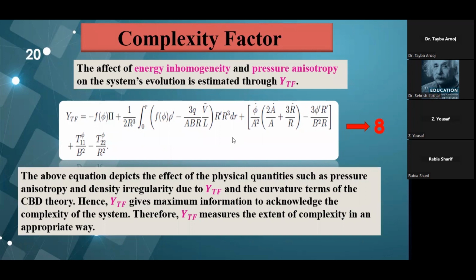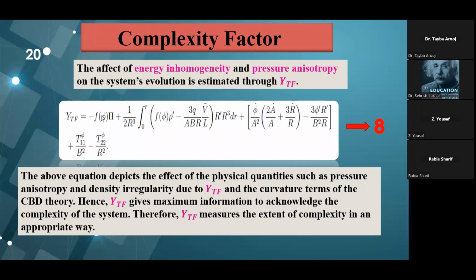So the above equation depicts that the factor of anisotropy, physical quantities such as pressure anisotropy and energy density inhomogeneity, are due to YTF and the curvature terms of the CBD theory. Hence YTF gives maximum information to acknowledge the complexity of the system. Therefore, YTF measures the extent of complexity in an appropriate way.